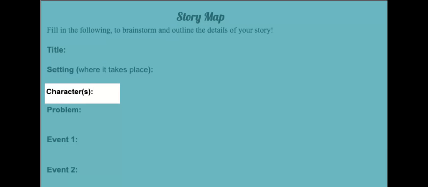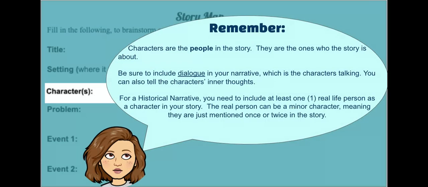Next, you want to fill out the characters. Remember, characters are the people in the story. They are the ones who the story is about. Be sure to include dialogue in your narrative, which is the characters talking. You can also tell the characters' inner thoughts. For historical narrative, you need to include at least one real-life person as a character in your story. The real person can be a minor character, meaning they're just mentioned once or twice in the story.